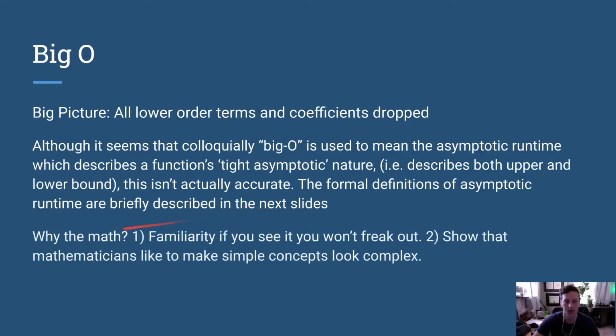All right, cool. Why are we going through the math on this? Well, first of all, familiarity, so you don't freak out if you see it in a textbook or something like that. And to show you that mathematicians like to make simple concepts look complex. So don't be intimidated by equations when you see them. Take the time to look at them and see if you can understand what they're telling you, because it's really just a formal way to say something that's probably relatively intuitive.